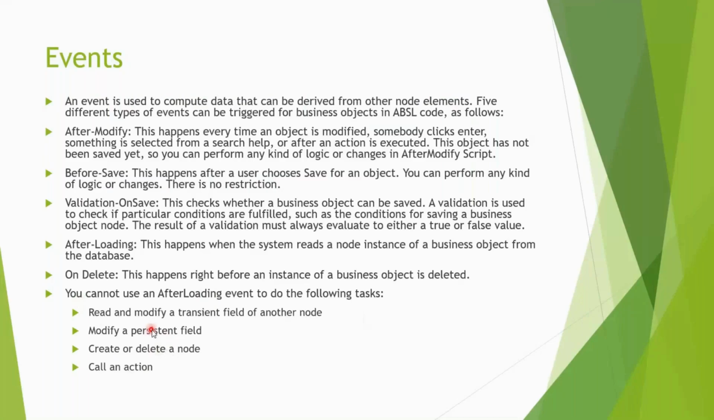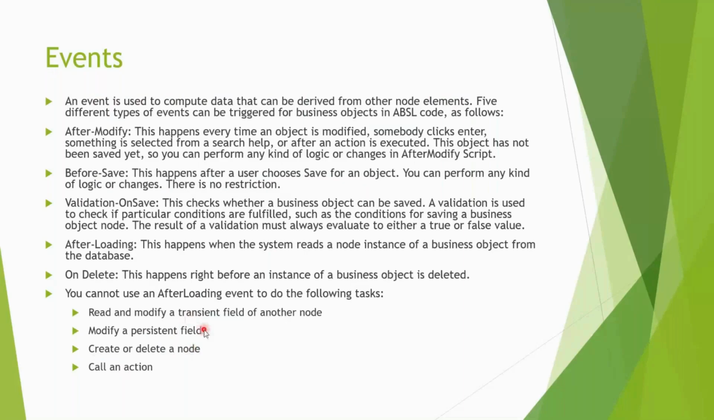There will be two types of fields, right? A persistent field is nothing but a field which is stored in a database. In the after loading event, we can only update the transient fields. Transient fields are those which are not stored in the database and are specific to that user session. And we can't create any nodes in that after loading event. Did you get what transient and persistent fields mean?